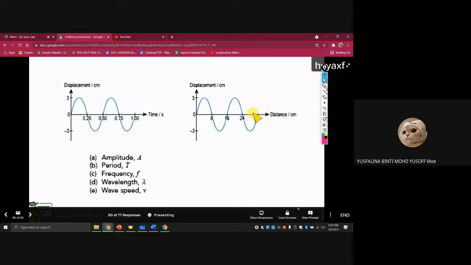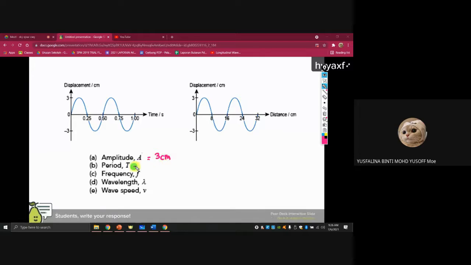So the amplitude is 3 cm. I'll just write the answer here. This one is 3 cm. For the period, you have to take displacement against time. One period is equal to two semicircles, so from here to here, that is 0.5.